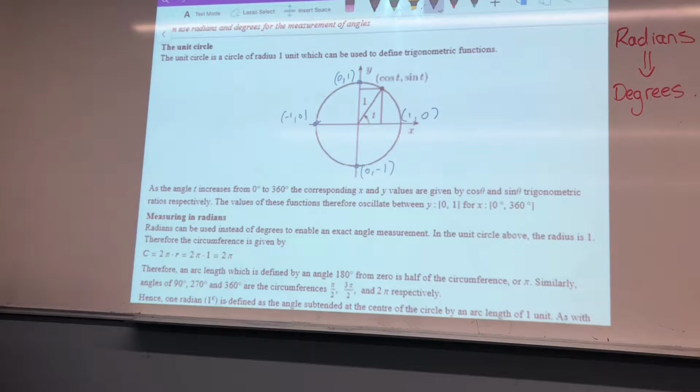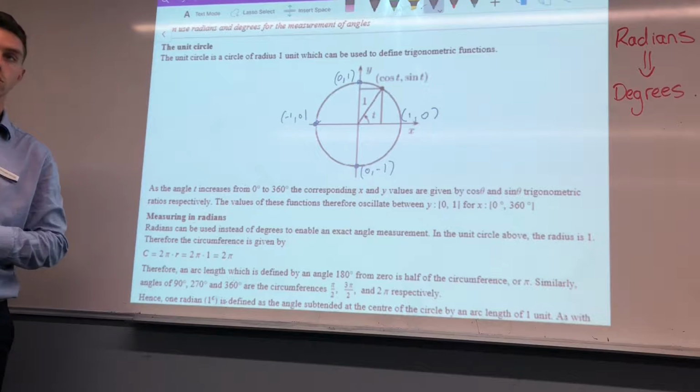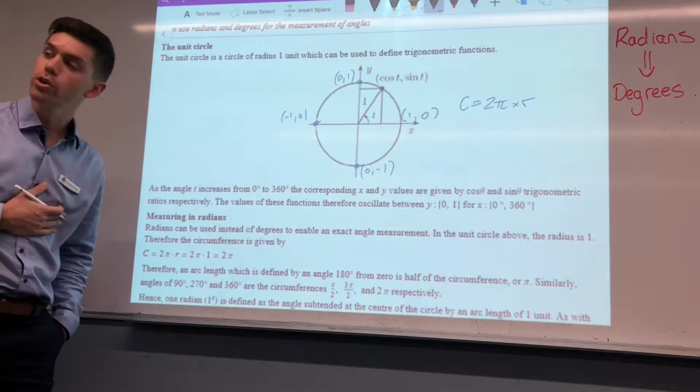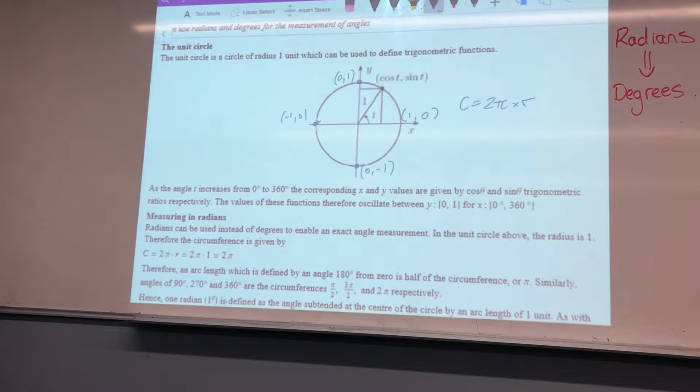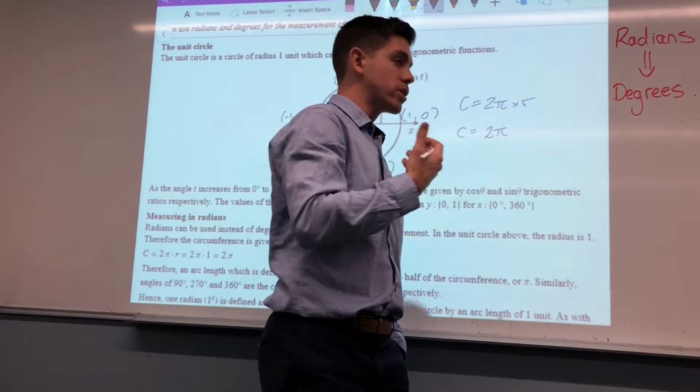Now, what can we say about the circumference of this unit circle? What do we know about the circumference of a circle? It's given by 2 pi r. Okay, so the circumference is given by 2 times pi times r. But for the unit circle, we have the special condition where r is always 1. So the circumference is equal to 2 times pi.